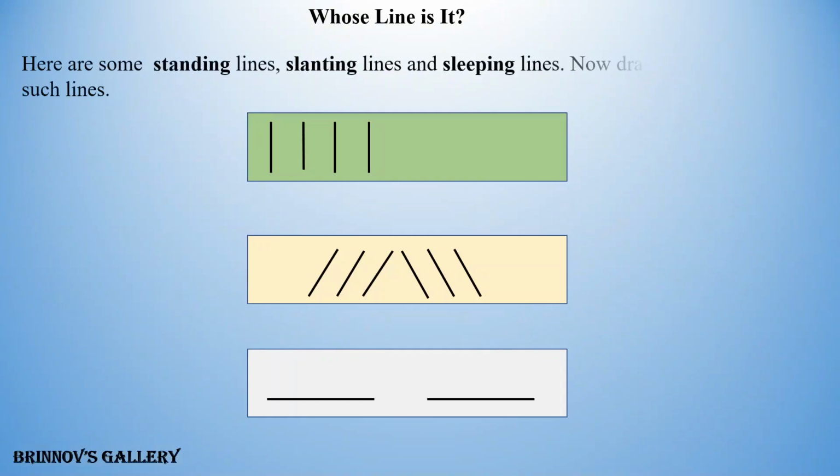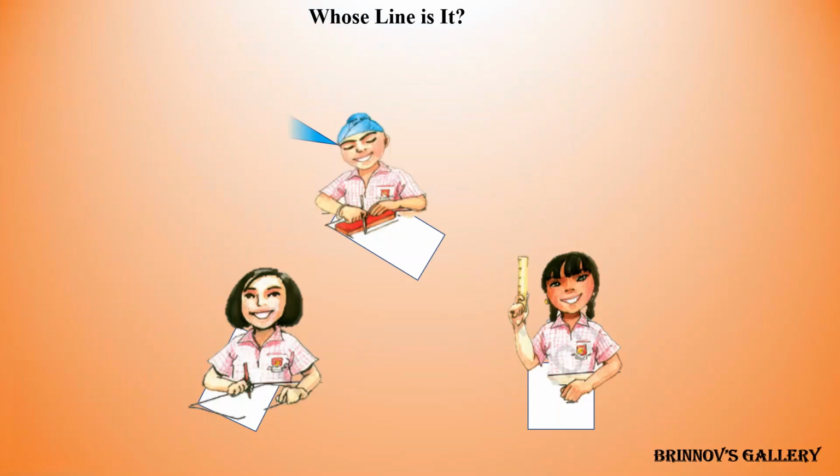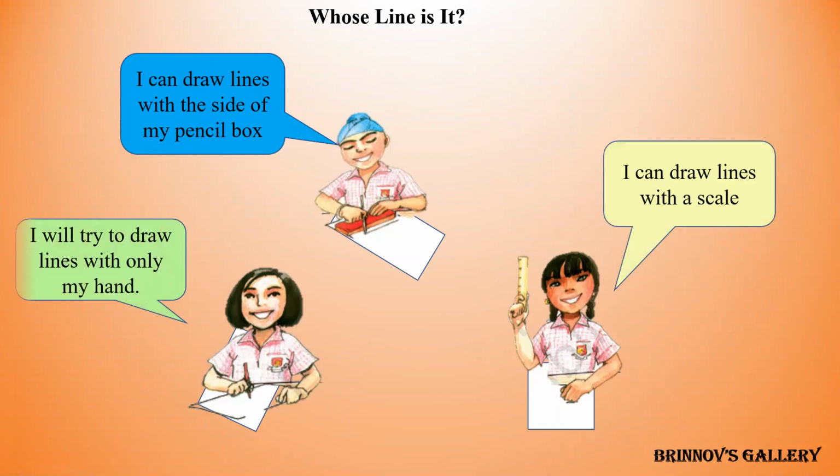Here are some standing lines, slanting lines and sleeping lines. Now draw some more such lines. I can draw lines with the side of my pencil box. I can draw lines with the scale. I will try to draw lines with only my hand.